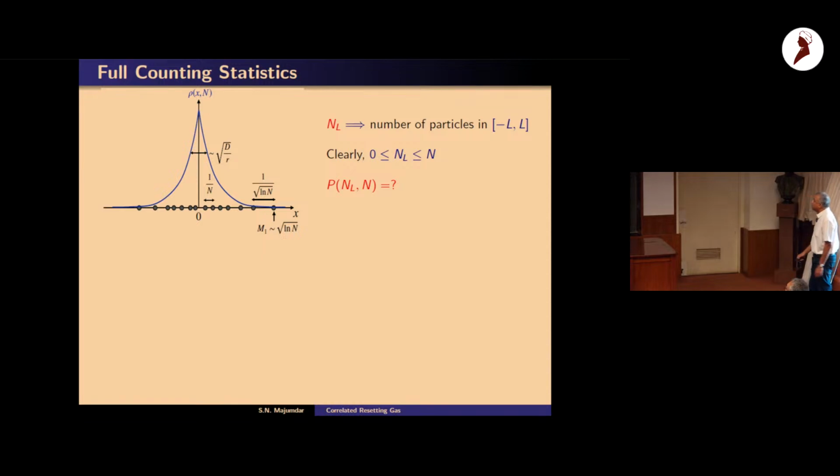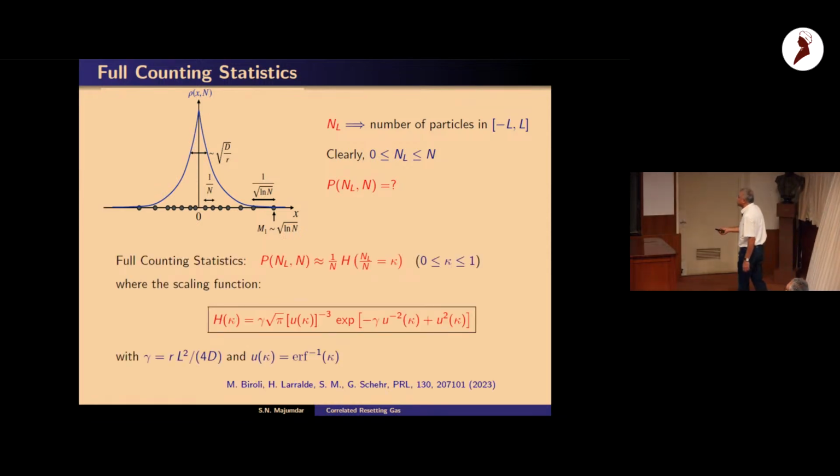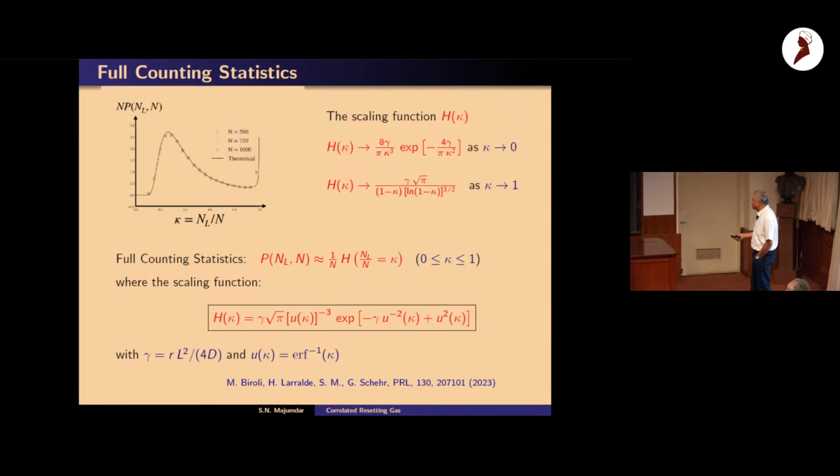And then you can calculate the full counting statistics as well. These are just results I'm flashing you, but it's very easy. Again, you work it out for the ideal gas, and then you just have to do the Laplace transform. So here, the full counting statistics is again a scaling function, the probability distribution of N_L over N. It has a scaling form like that, but the scaling function itself is quite non-trivial. It is a very weird shape.